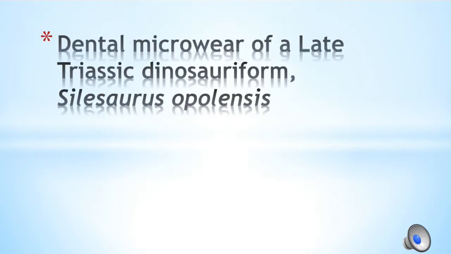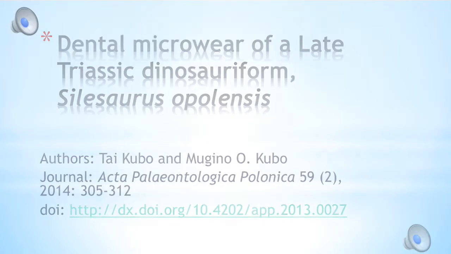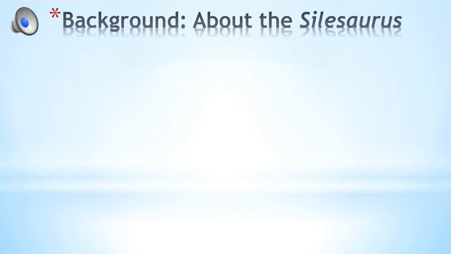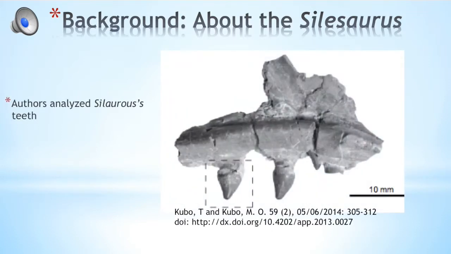For the paper, an introduction with the bibliographic information for the paper visible. Authors Ty Kubo and Magino O. Kubo, in their paper, Dental Microwear of a Late Triassic Dinosaur Form, Silosaurus apolensis, sought to analyze the teeth of a dinosaur ancestor to glean insight into its eating habits.